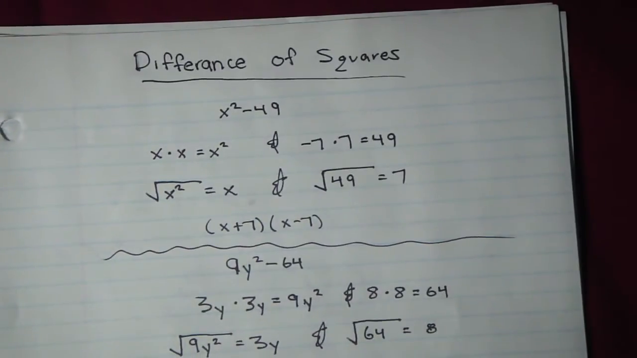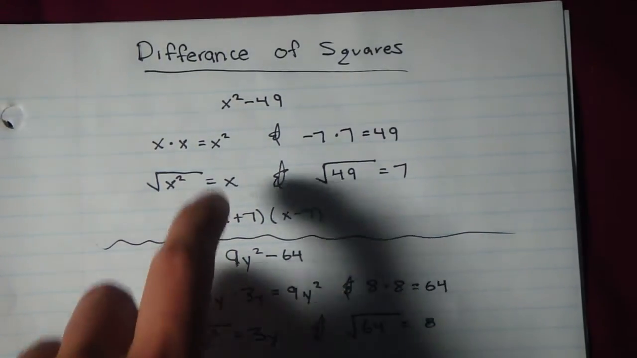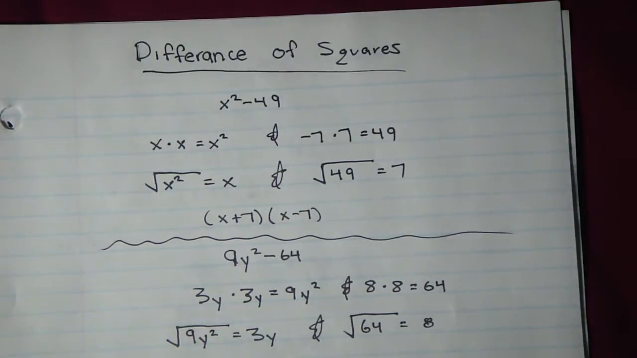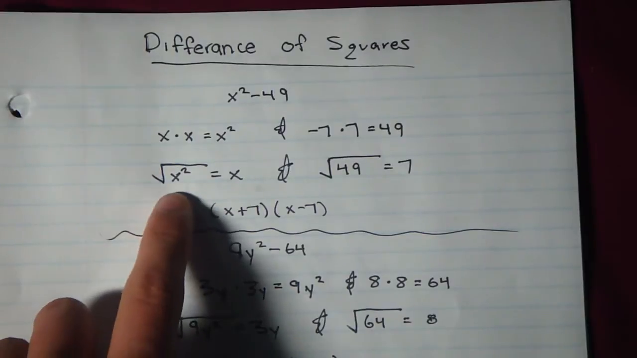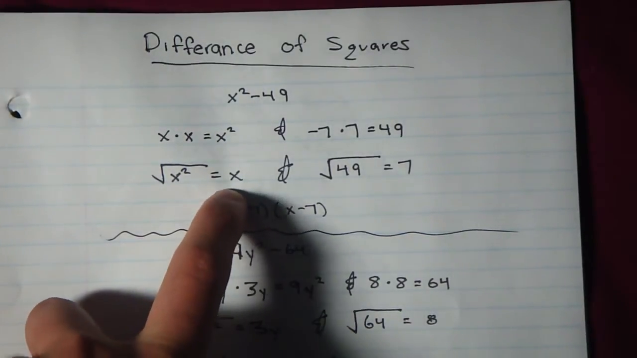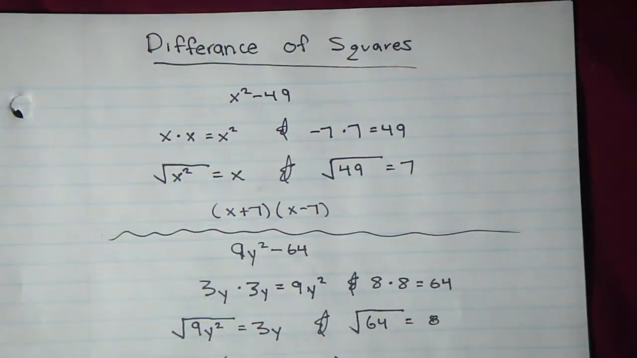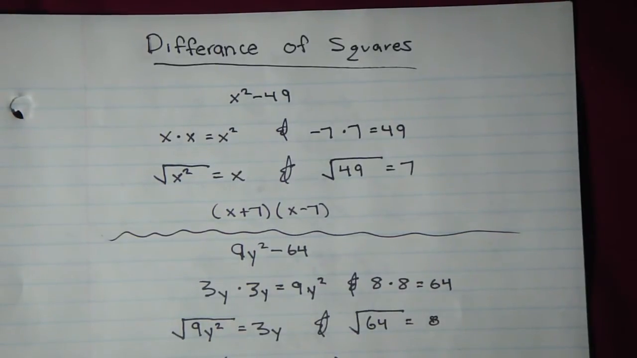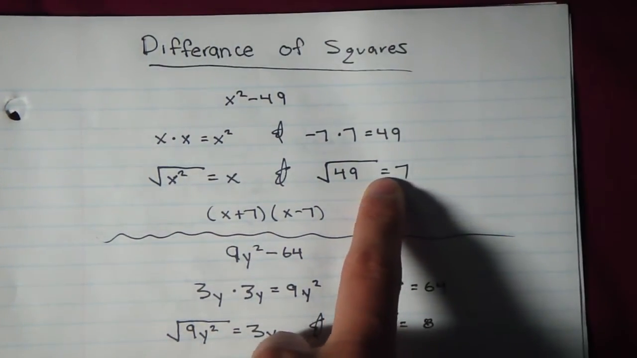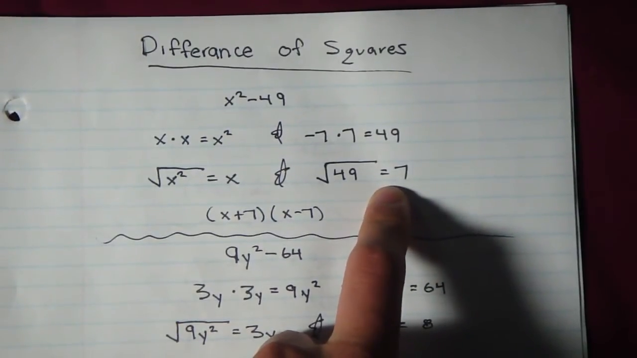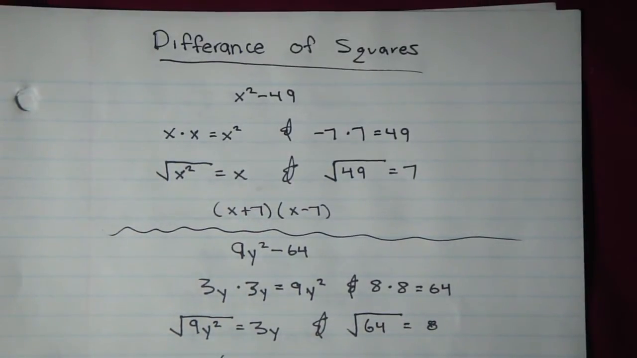Difference of squares. One way you notice an expression is a difference of squares is if both terms can be square rooted. For example, if you look here, x squared, if you square root it, you get x. 49, if you square root it, you get 7. Actually, let me clarify that. All numbers can be square rooted, but to know if it's a difference of squares, it has to be a perfect square, a whole number with no decimals when you square root it. So that's how you know it's a perfect square.